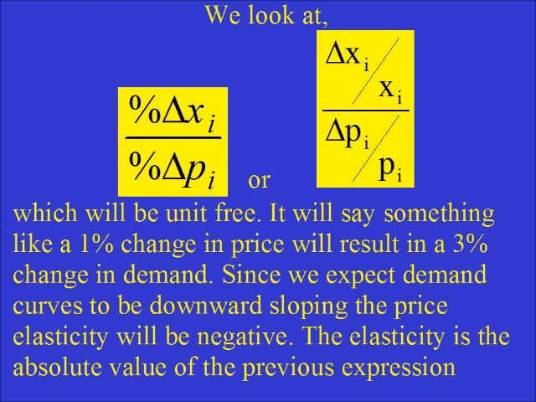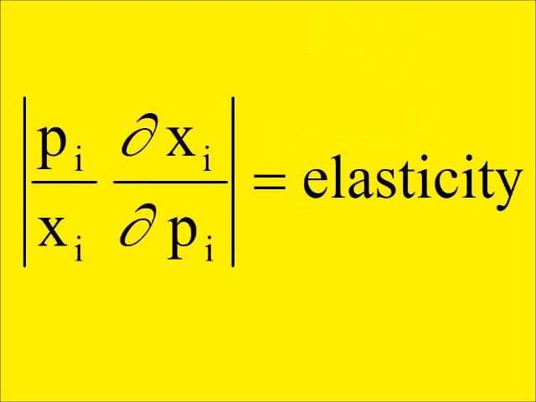Since we expect demand curves to be downward sloping, the elasticity measures for demand are always going to be negative. The elasticity is the absolute value of the previous expression. As we said before, we can write the elasticity of demand as the percentage change in the quantity demanded of xi over the percentage change in price. Here we write that expression a little differently. I'm going to replace the deltas that I had before, that gave us a big unit change, with the partial deltas.